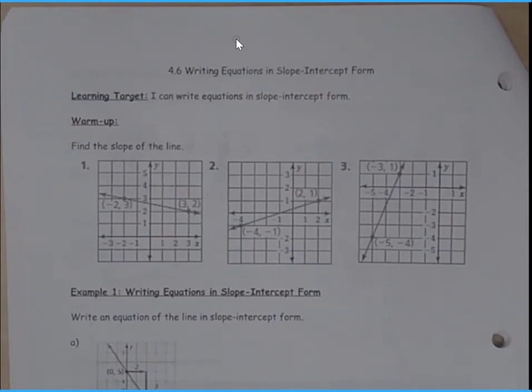First thing I want you to do is take a look at your warm-ups. I want you to do questions 1, 2, and 3. Hit pause. When you're done, hit play and check your work.